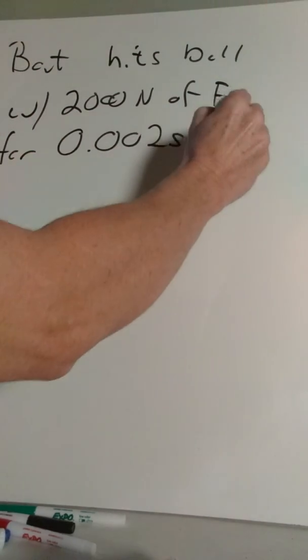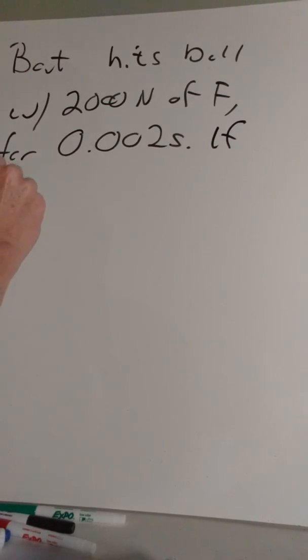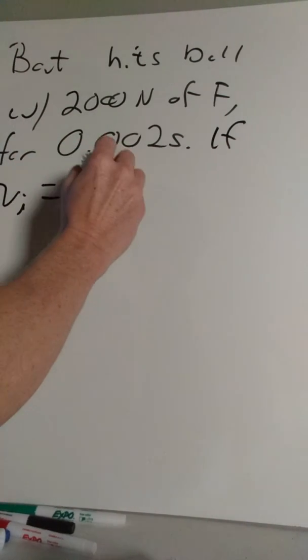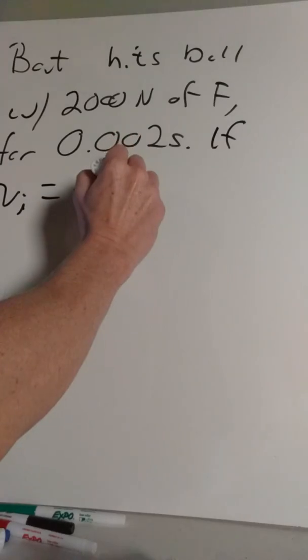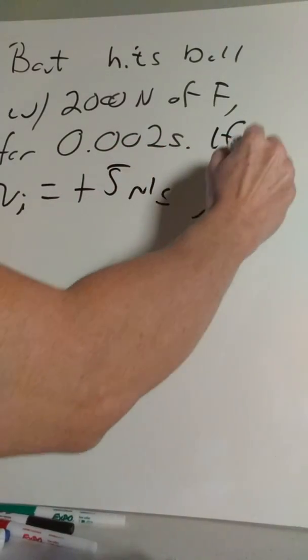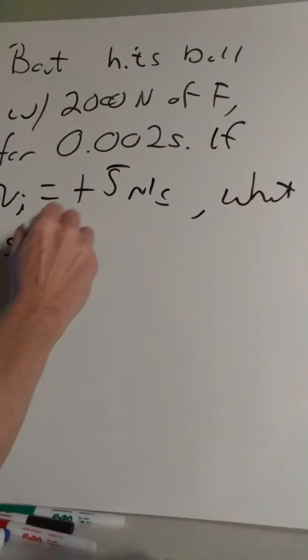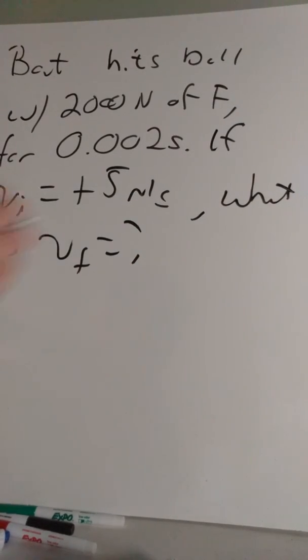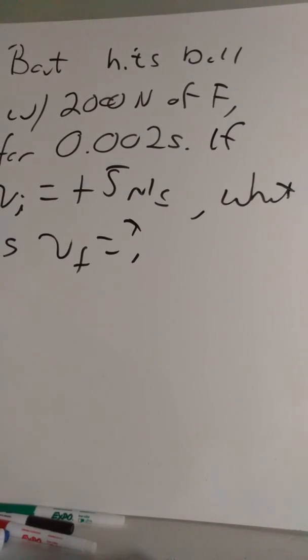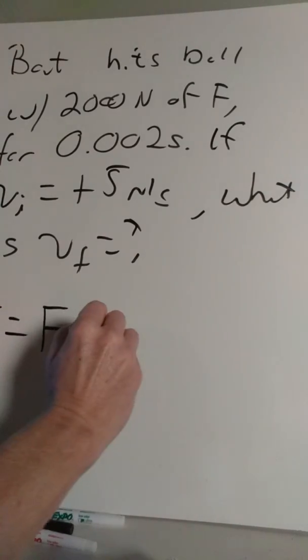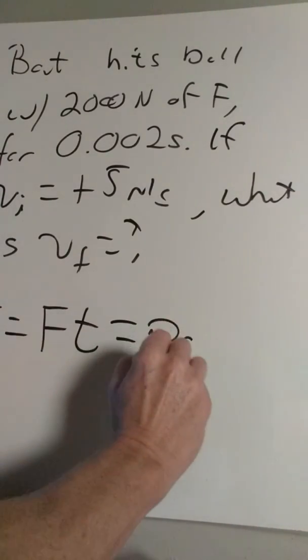And I ask, say if velocity initial equals positive, say 5 meters per second, what is final velocity? That's the question. Well, I know impulse is force times time, but it's also change in momentum.